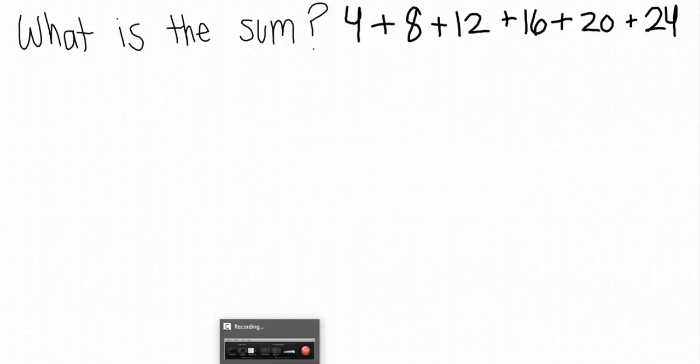4 plus 4 equals 8. 8 plus 4 equals 12. 12 plus 4 equals 16, and 16 plus 4 equals 20, and 20 plus 4 equals 24. The common ratio is adding 4. So it's an arithmetic series because it's using adding.